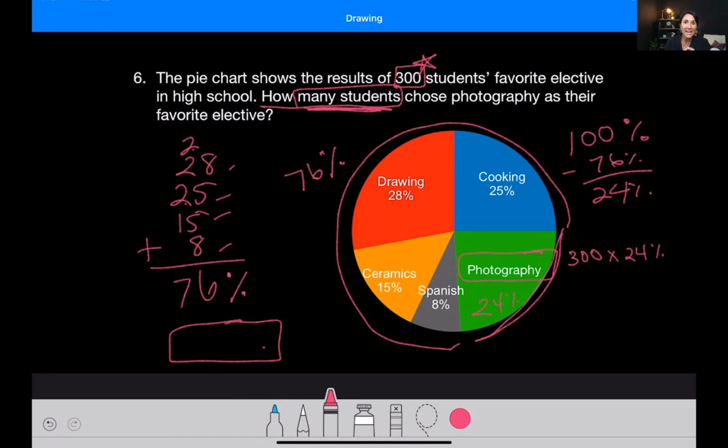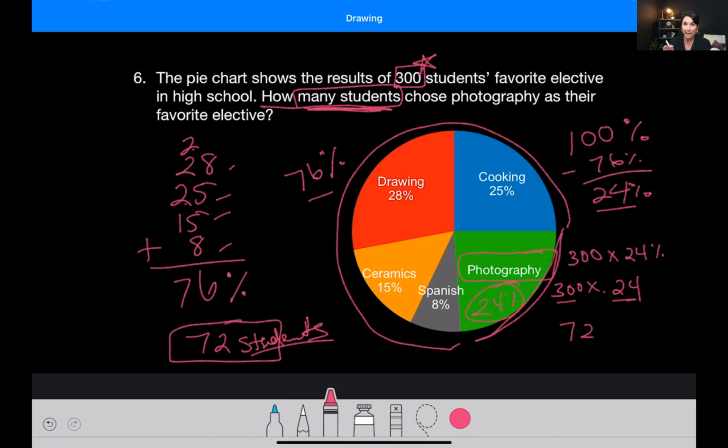So 24% of 300 students chose photography. So we multiply 300 times 0.24. Let me do that in my calculator. And I get 72 students. 72 students. You don't have to write students. You'll just write 72, but I'm writing students so you know. It's not 72%. It's not 76%. It's not even 24% here. It is 300 times this remaining 24%, which gives us 72 students. So be very careful there.